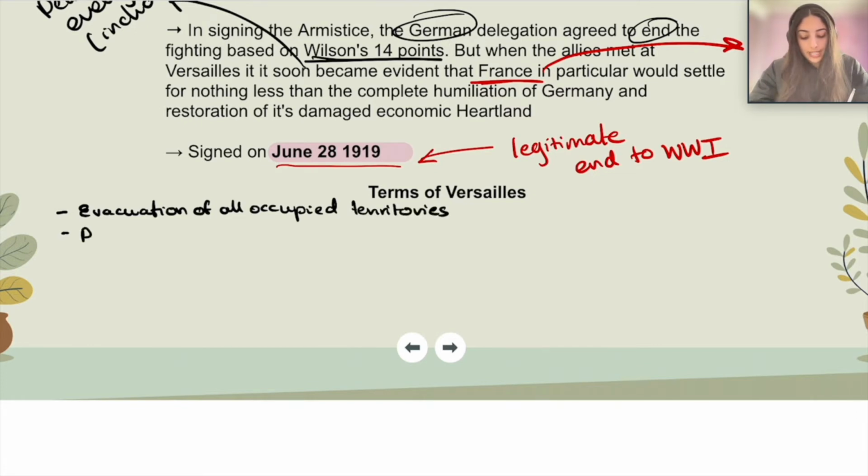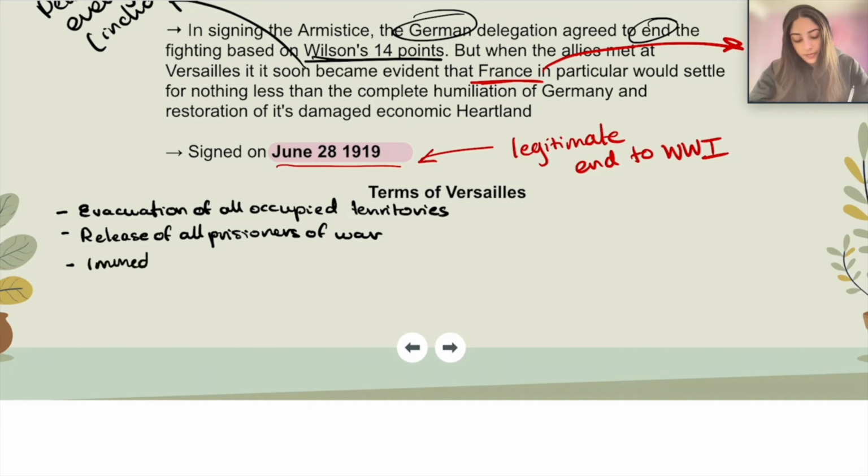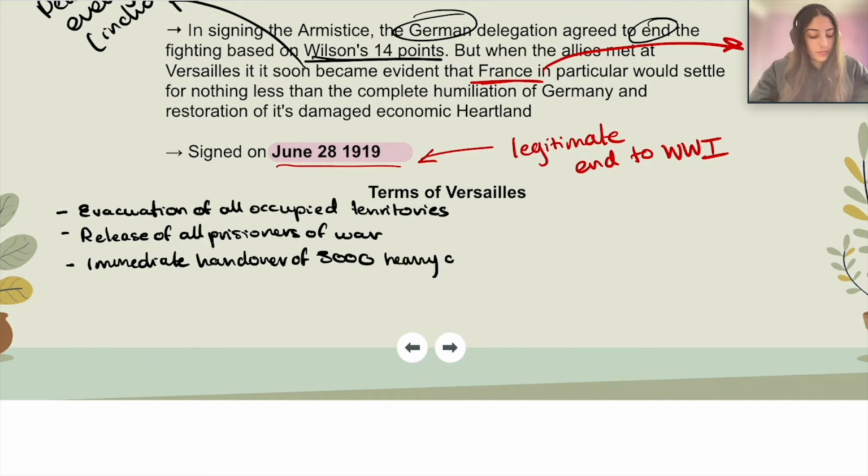Next, we have the release of all prisoners of war. Next, the immediate handover of 5,000 heavy guns and 30,000 medium guns.